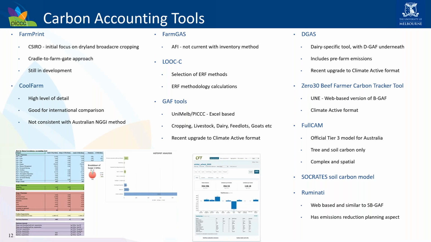Farm print is something that has been in development for quite some time, and I'm unsure of its current status. As far as I know, it's still in development. It was meant to be, ideally, focusing on broad acre cropping initially. It was going to go from cradle to farm, so basically taking into account all of those scopes of emissions, including scope 3 from pre-farm emissions.